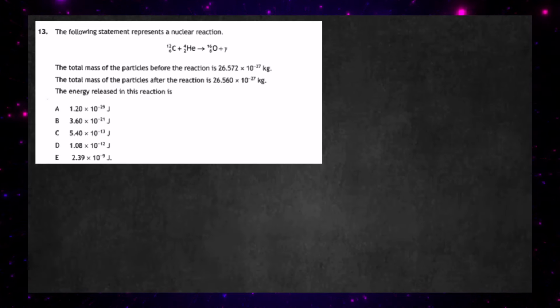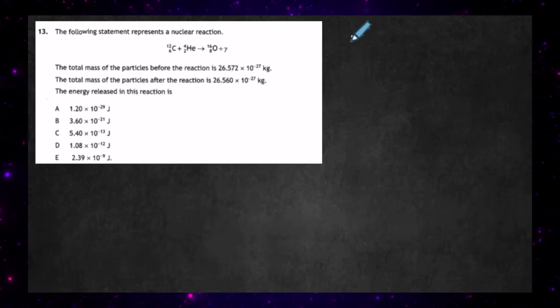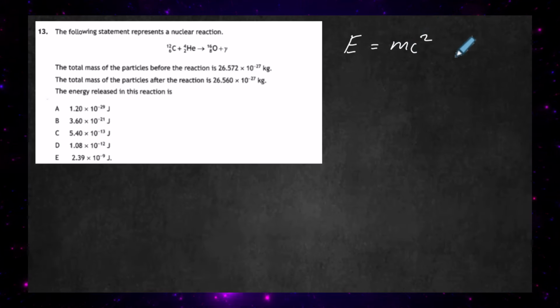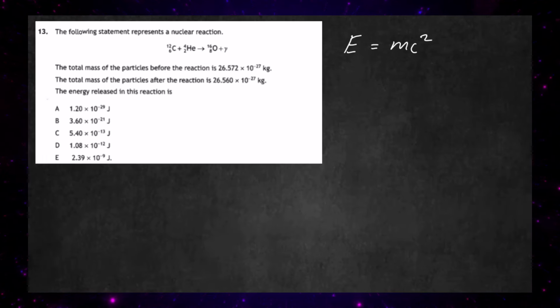Well, as you can see from the mass before and the mass afterwards, there's missing mass there, and that missing mass has been changed into energy according to Einstein's famous formula, E equals mc squared. So all we have to do is find the value of that missing mass, multiplied by the speed of light squared, and that's just got the energy.